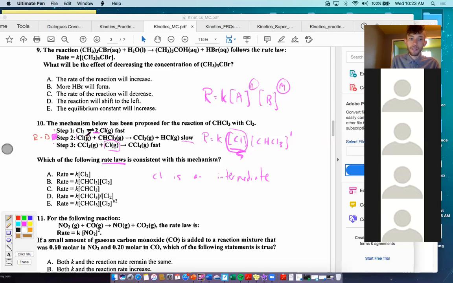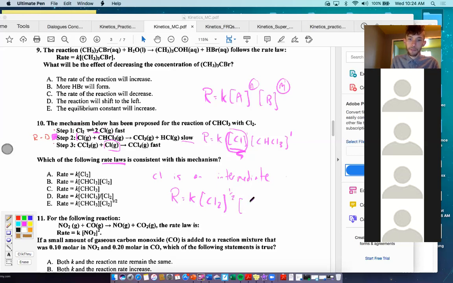My rate determining step just has 1 mole of atomic chlorine. This step produces 2 moles of atomic chlorine, so I just need a half of this to swap in for my intermediate. So my actual rate law is going to be k. What produced the intermediate? It's Cl2 reacting. How many moles of Cl2 do I need to get 1 mole of Cl in my rate determining step? I just need a half.